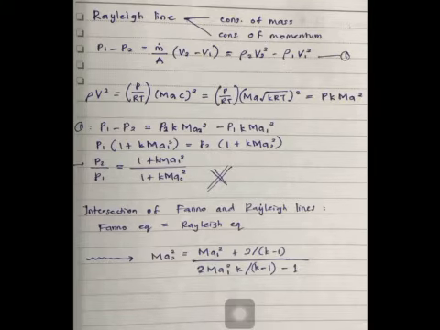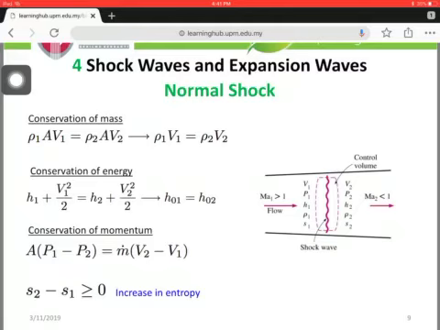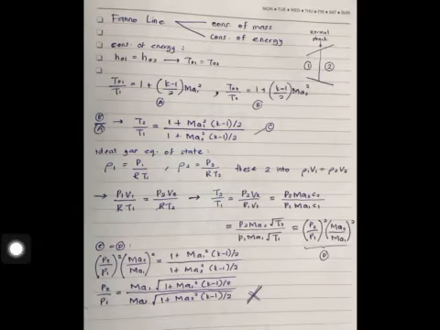Now we want to develop the equation for the Rayleigh line, where the involved formulas are conservation of mass and also conservation of momentum. So we use the formula. So conservation of mass and also conservation of momentum. So this is the formula for momentum. So we go back to the picture.